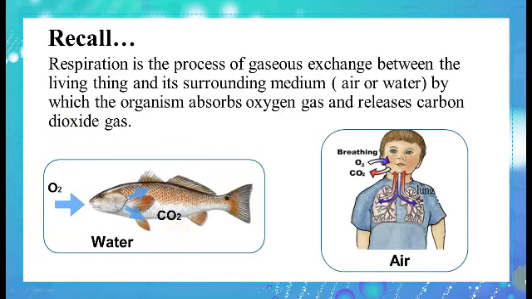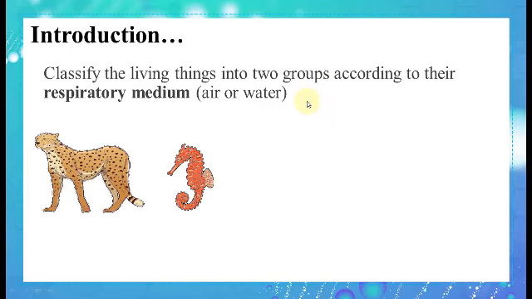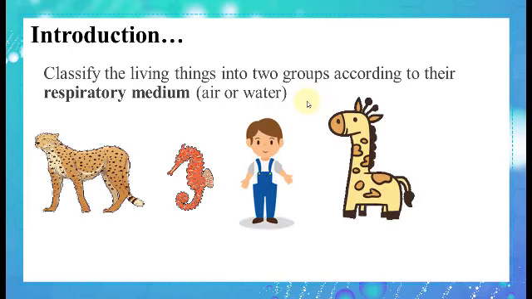Here, the process of gaseous exchange takes place between the air and the human's body, where the oxygen gas is absorbed while the carbon dioxide is released to the air. In order to distinguish between the modes of respiration in living things, we're going to classify the living things below into two groups according to their respiratory medium, the air or the water.